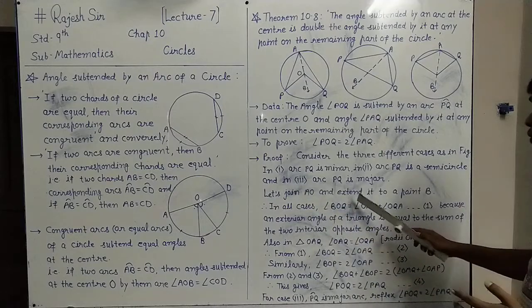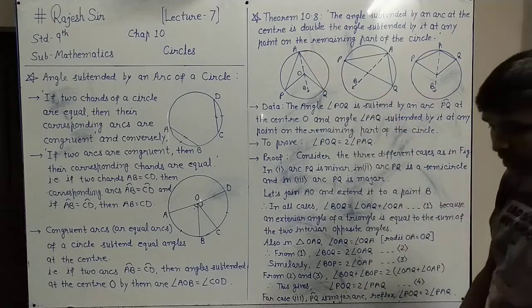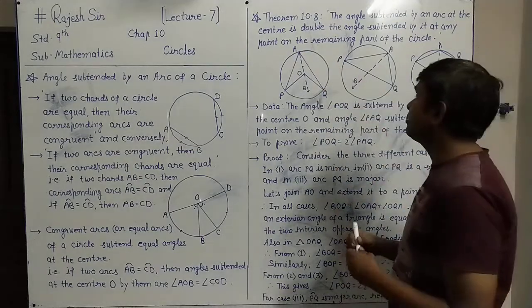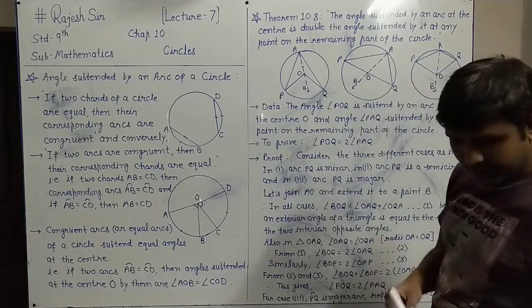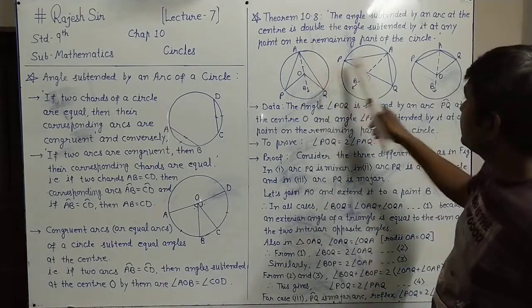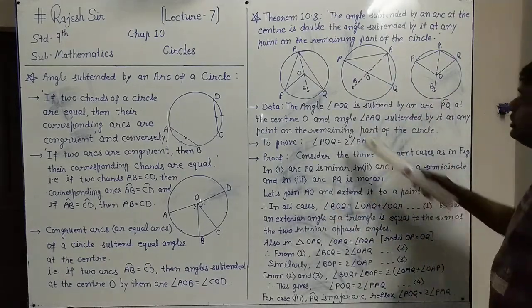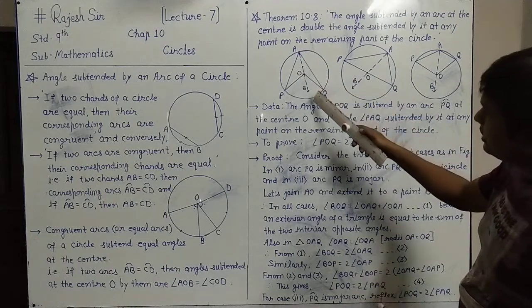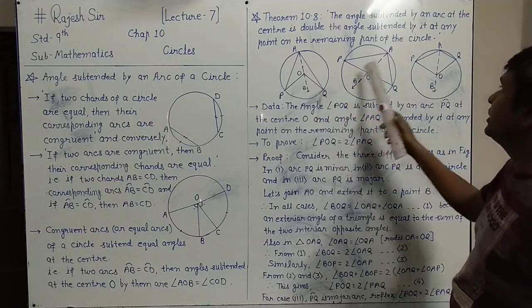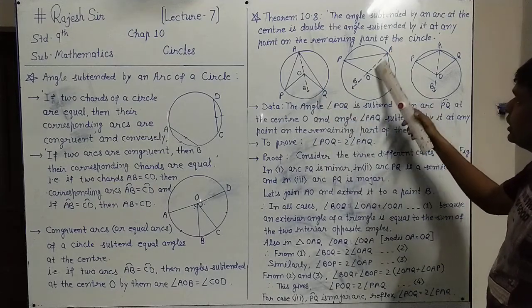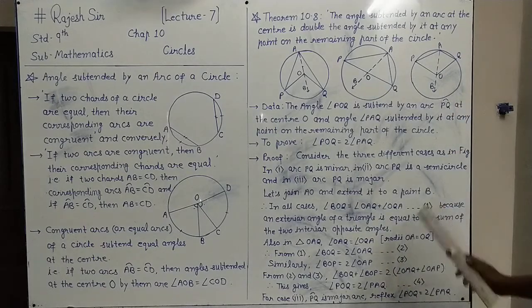Let's join AO in all three figures. A is a point on the remaining part and O is the center. If we join AO and extend it to a point B, with some extra extension, similarly here also, join AO, extend to B. In all three figures we have done the same.